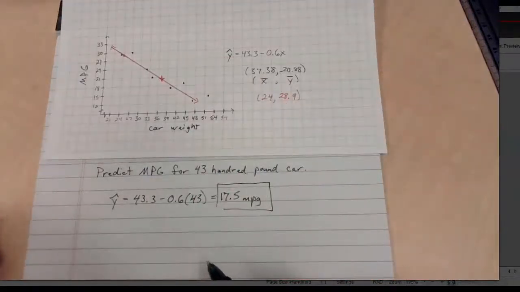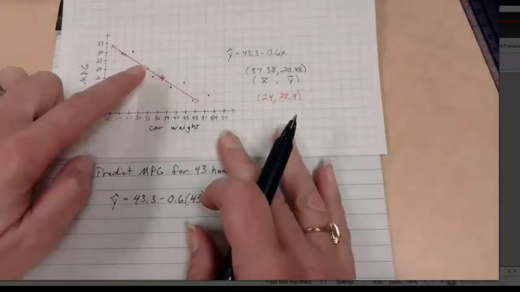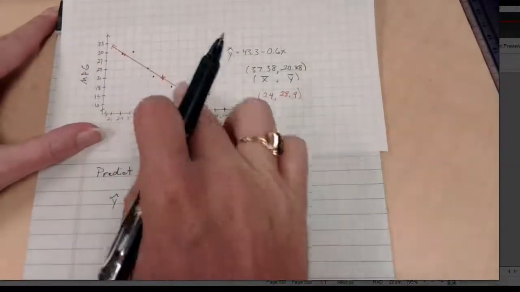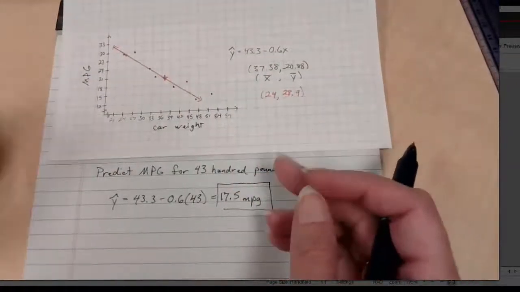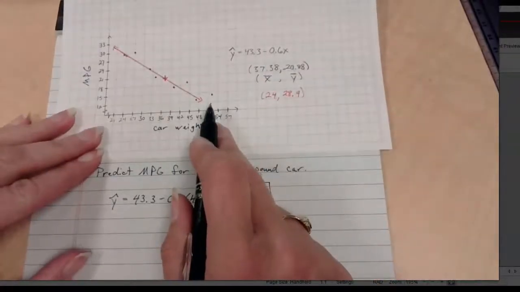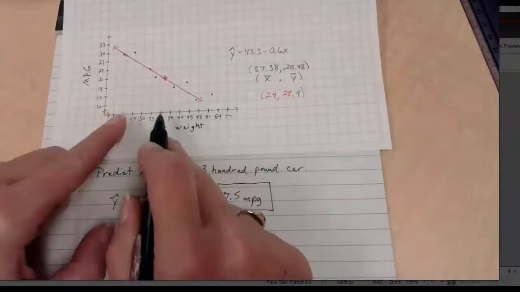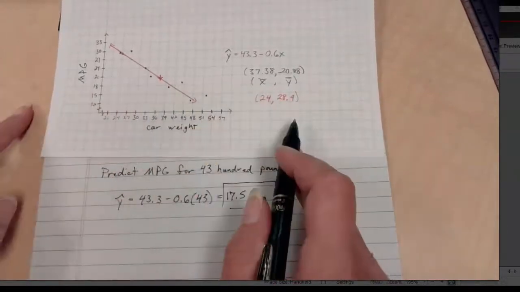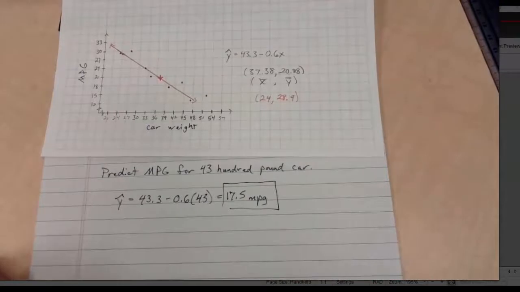And that's going to be a little bit more dangerous because we're saying, I don't know if this pattern continues off of one end or the other, but I'm going to try. You can still plug it into the equation and get a value, but it's less reliable. So interpolation is within the data values, and extrapolation is outside of the data values. One is more reliable than the other.